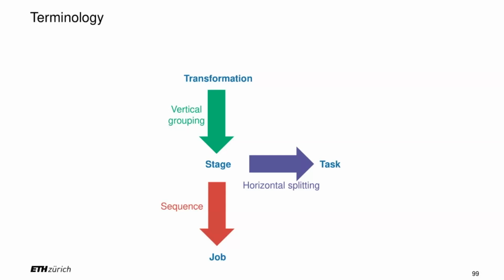Sequence of stages. Can be a bit intimidating at first, just because we have a mix of logical and physical, but that's how it works. Jobs are logical, transformations are logical, stages and tasks are physical, implementation details that the user doesn't see.